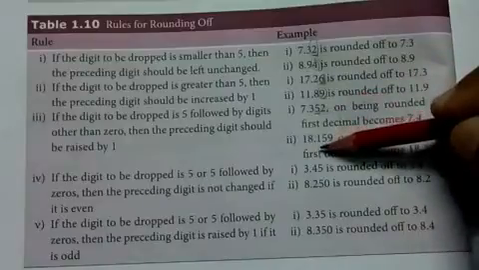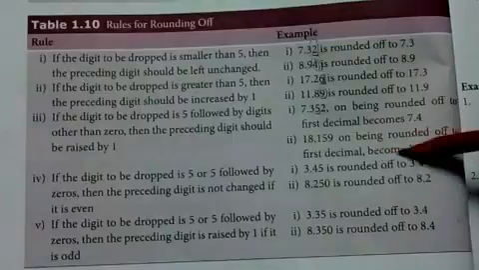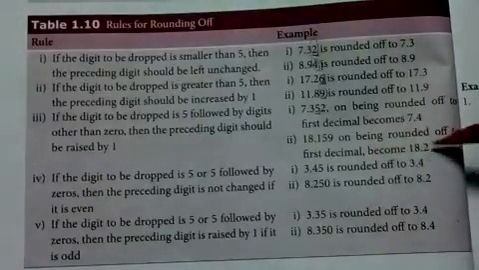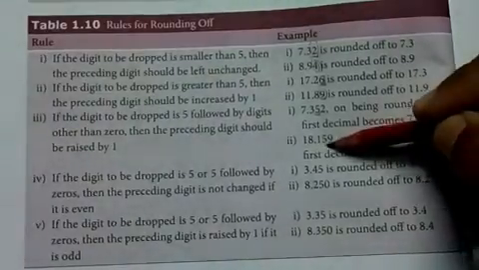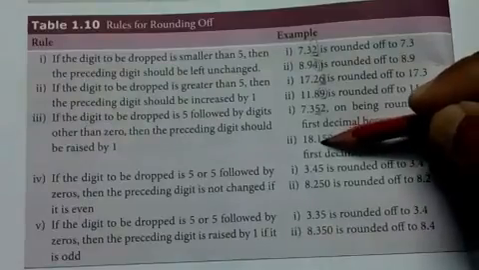Next one, you see 18.159, on being rounded off to the first decimal, becomes 18.2. How? Because see this number here, after 5 we have 9. So there are some numbers after 5, so you can make it 18.2.